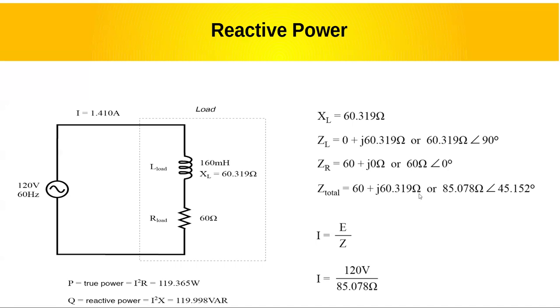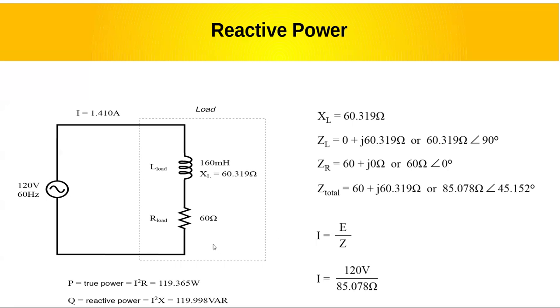45.152 degrees. If we plot the 60 plus j 60.3 and take the arctangent, remember how we calculate the phase angle? Okay, it's 45 degrees. Remember, they're essentially equal, so it's going to be approximately a 45-degree triangle. It would be exactly 45 if it was 60 even. I guess they didn't want to figure out how many millihenries you need to get exactly 60. They had to go to nanohenries.